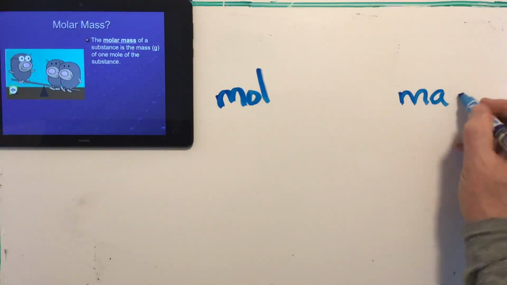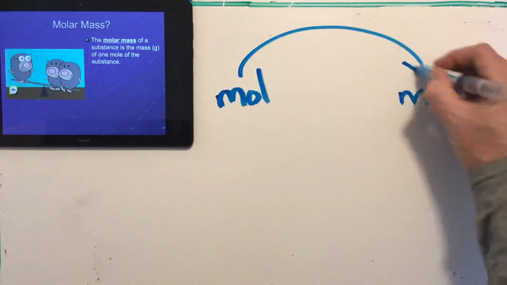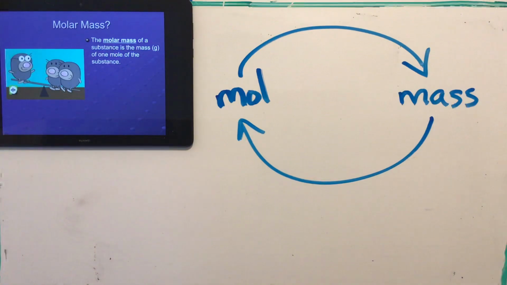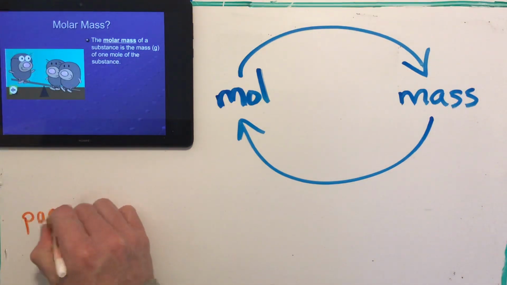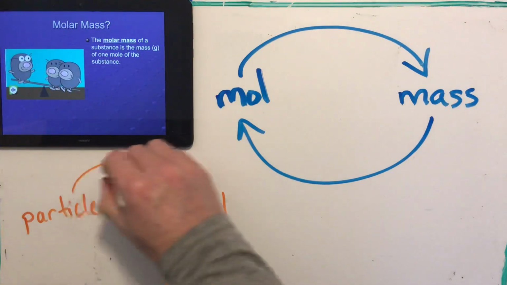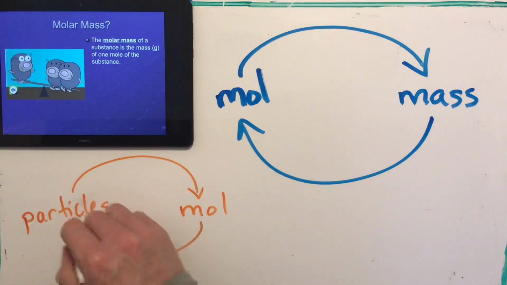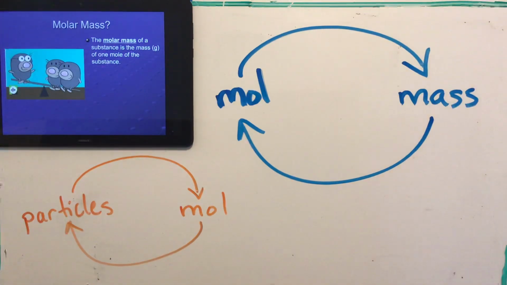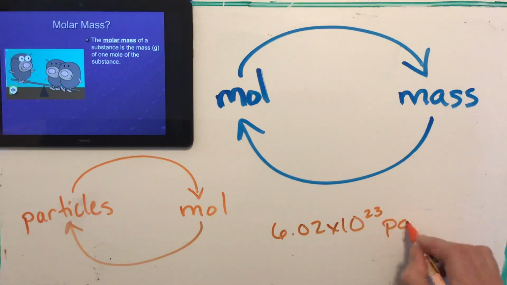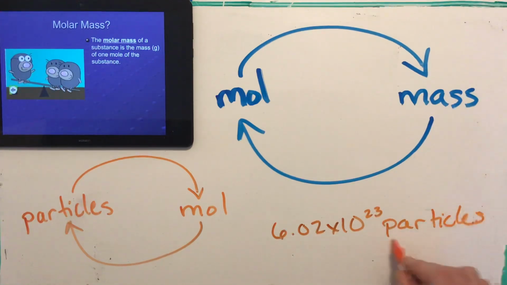All right, so in order to convert from moles to mass, I want to be able to turn that into that. Or if I have a certain mass, I want to be able to do this. So very similar to yesterday, there has to be a conversion factor. If you remember yesterday, we had particles, I'll put it down here off to the side, and moles. We had this loop yesterday, and we were able to go back and forth between them. And the conversion factor in here was 6.02 times 10 to the 23rd particles per mole.